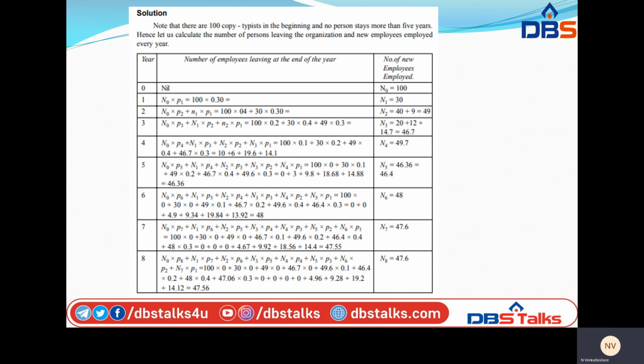Then what about N6 for the sixth year? N0 into P6, and here also P6 is 0. That means from the fifth year onwards, the probability of leaving is 0%. So like that we need to represent the problem. After getting all these values for the 7th and 8th years, you see 47.6 and 47.6.